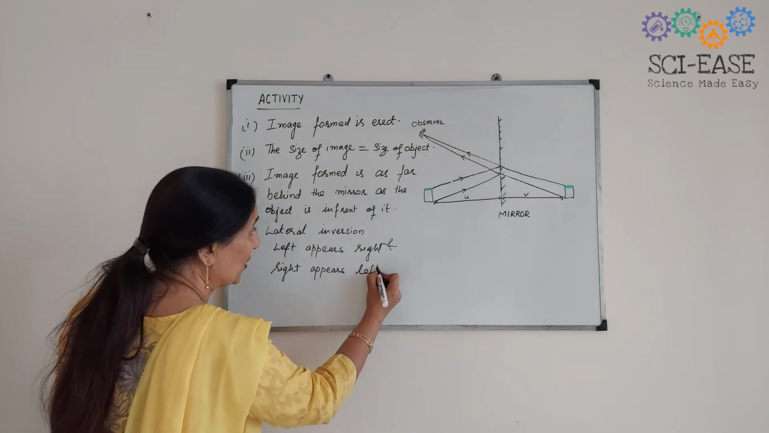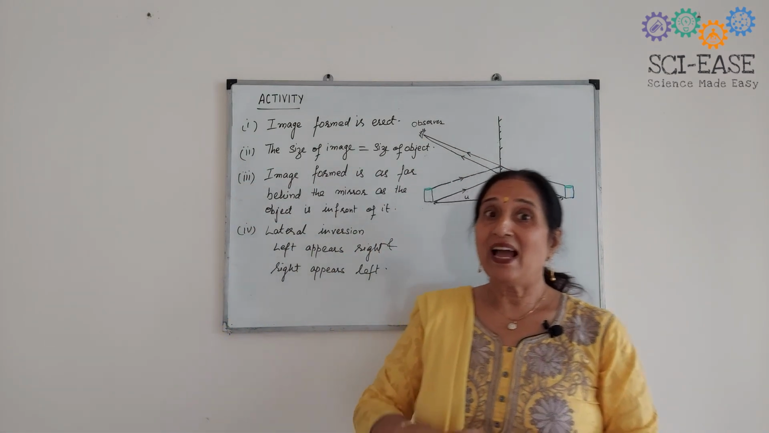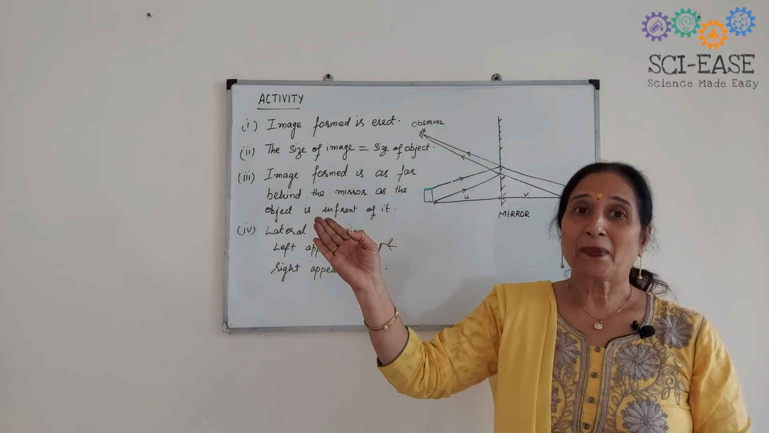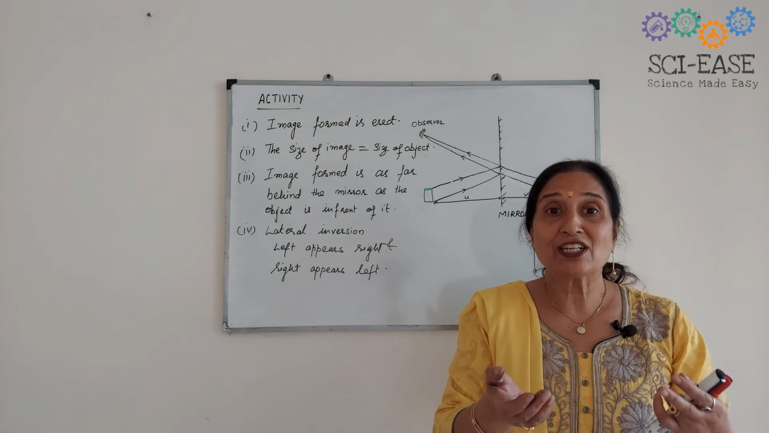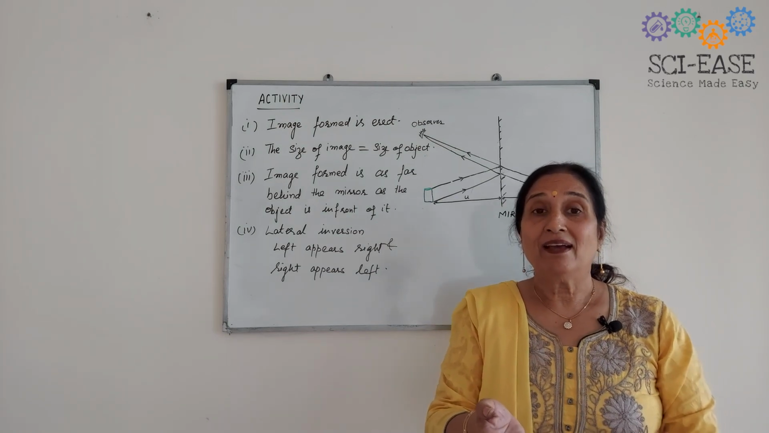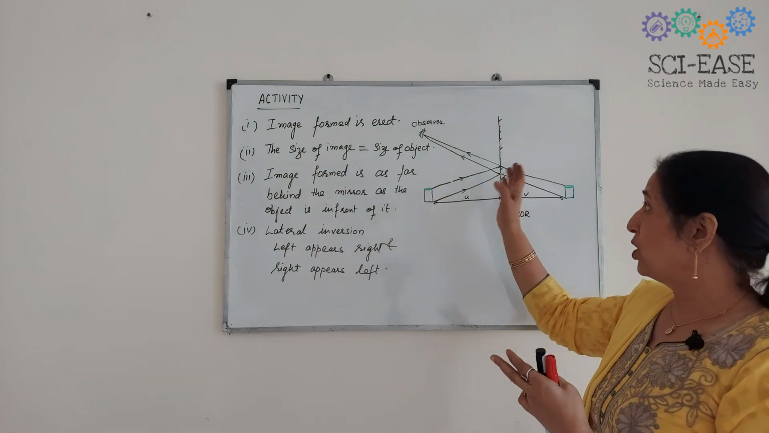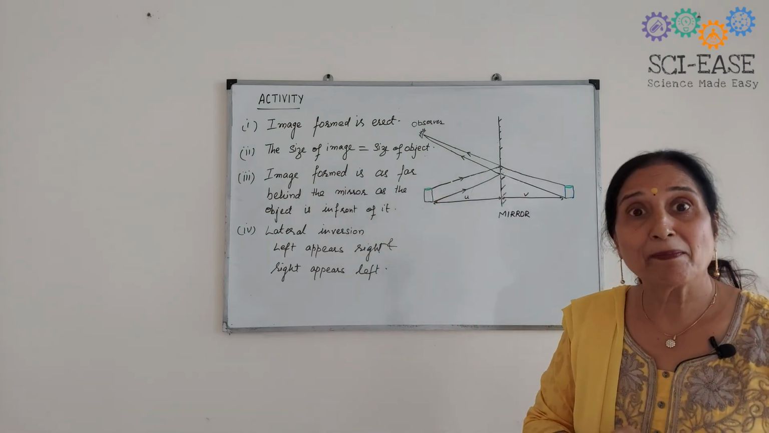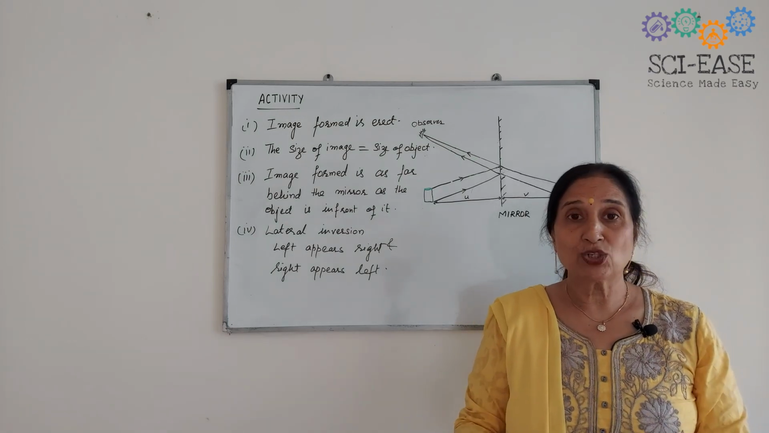So I think the laws of reflection and this activity, in which I have told you what type of image is formed when the ray of light starts from the object and strikes the plane mirror, are clear. Okay, I think everything is clear to all of you.